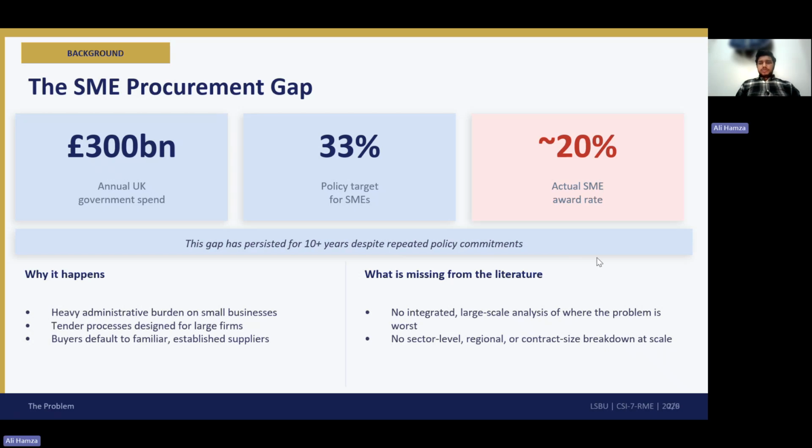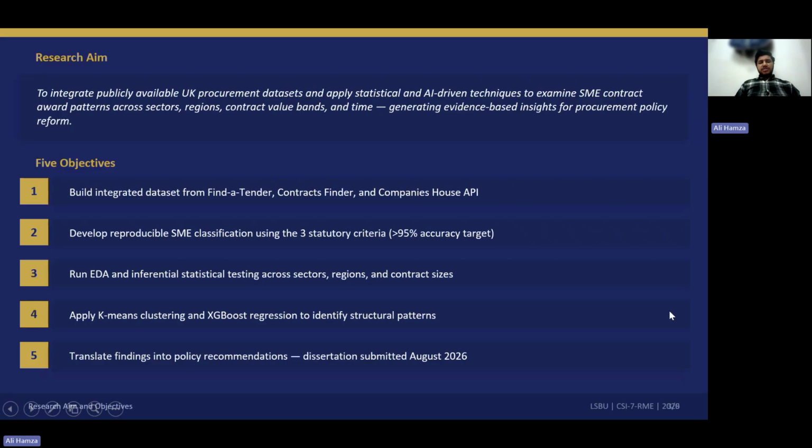What we are not going to include in this video is large enterprises; we are only focusing on small and medium enterprises. Let's move further. What is the research aim? Our research aim is to build a system that can identify patterns across all sectors for SME contracts and give us statistical and AI-driven techniques to examine them. It is not going to be individual-based; it is going to be sector-based, region-based, or based on contract value or time.